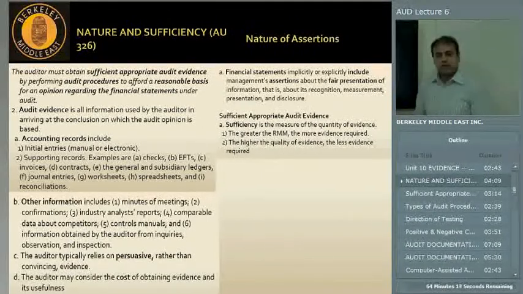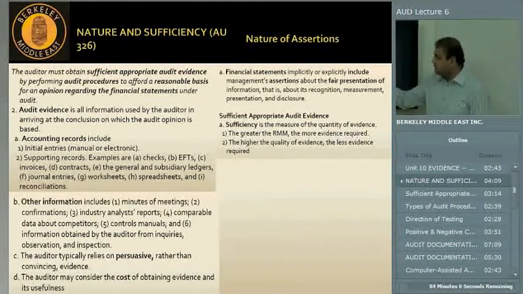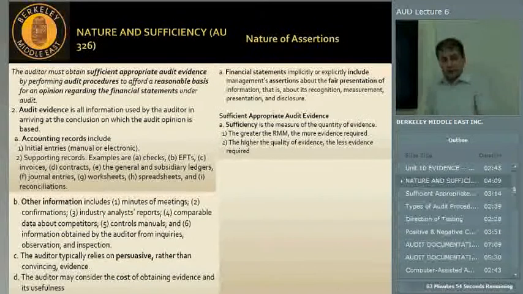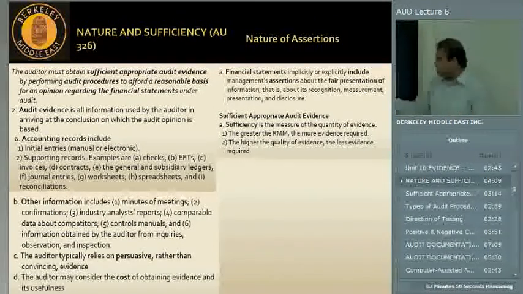Then some evidence can be obtained from other sources, such as the minutes of meetings, industry analysis, and comparative control manuals. This will help the auditor for the analytical procedures, so that you can compare yourself with the industry, what the industry customary practice is, and what the practice here in the company is, whether it is logical or not.